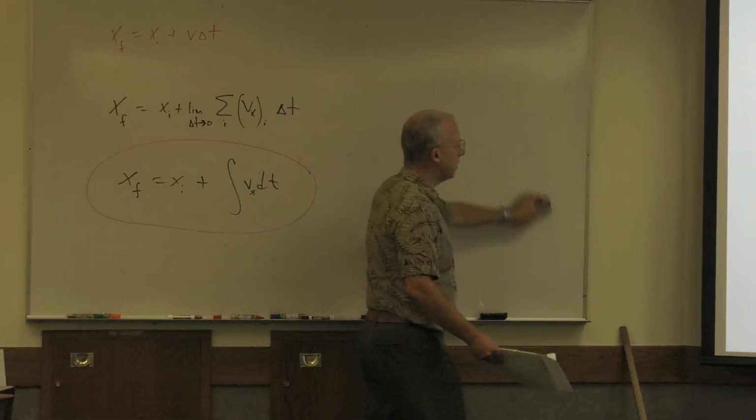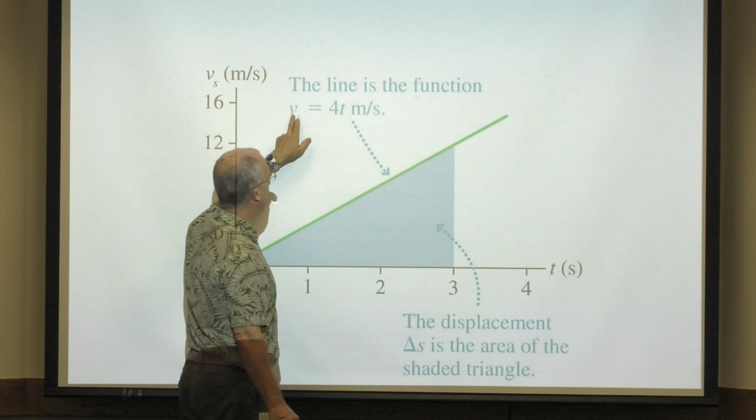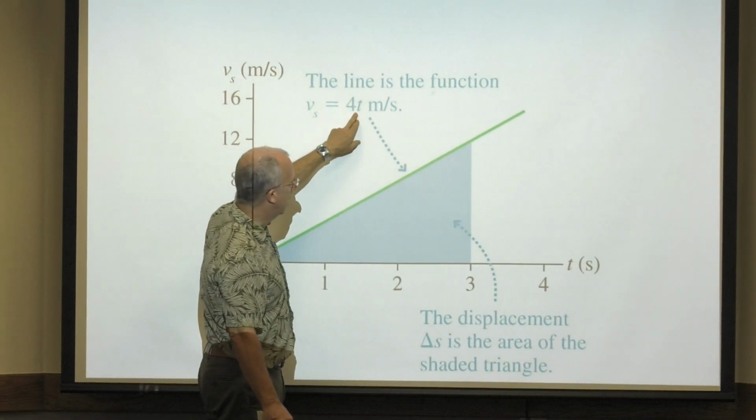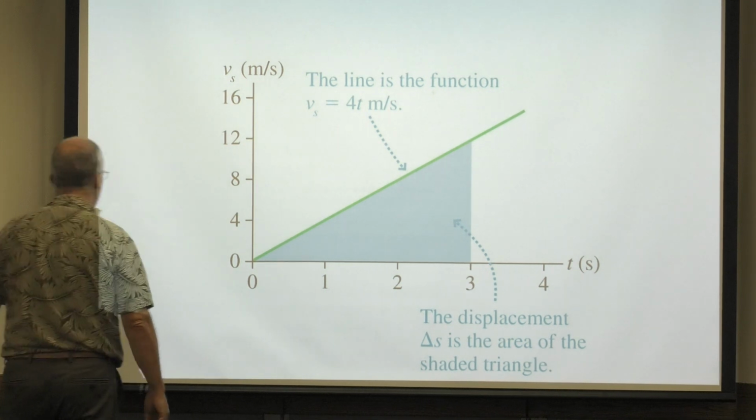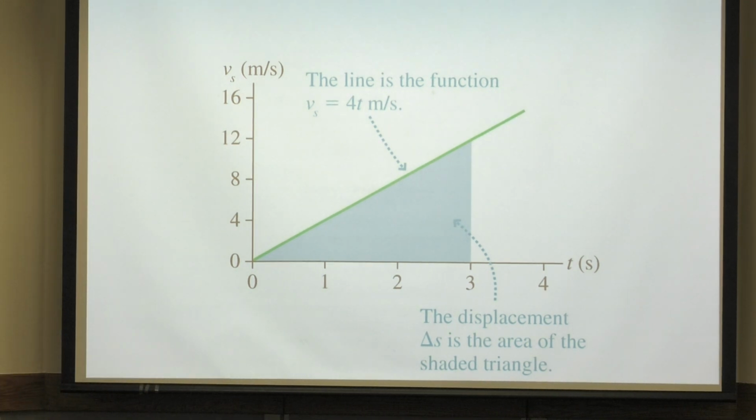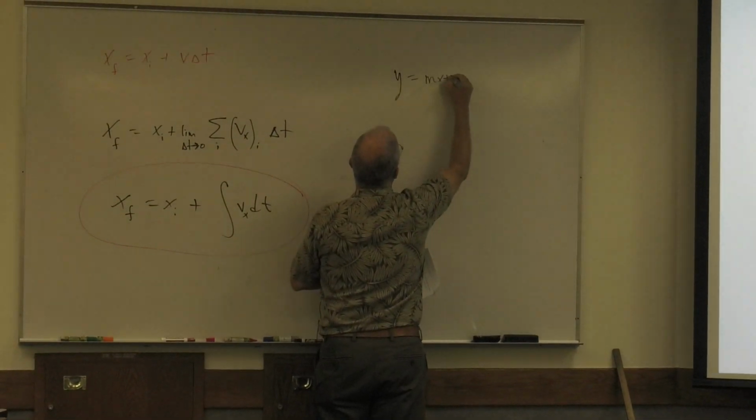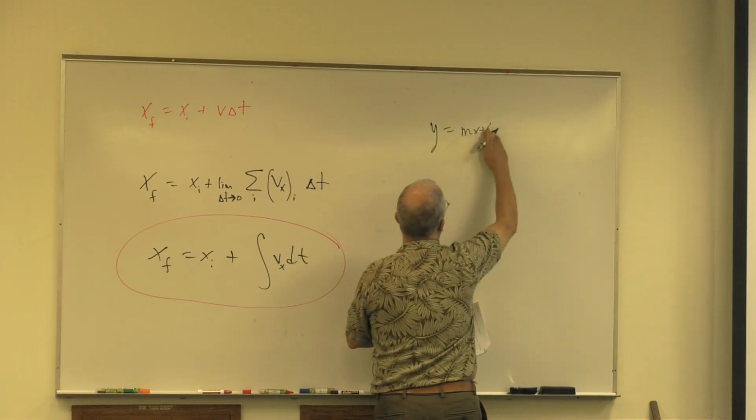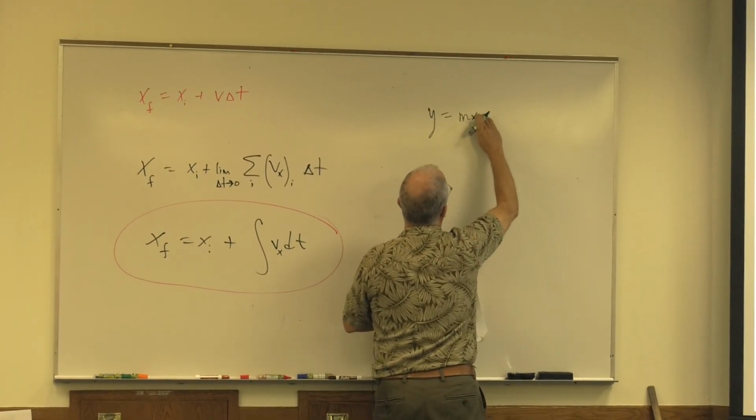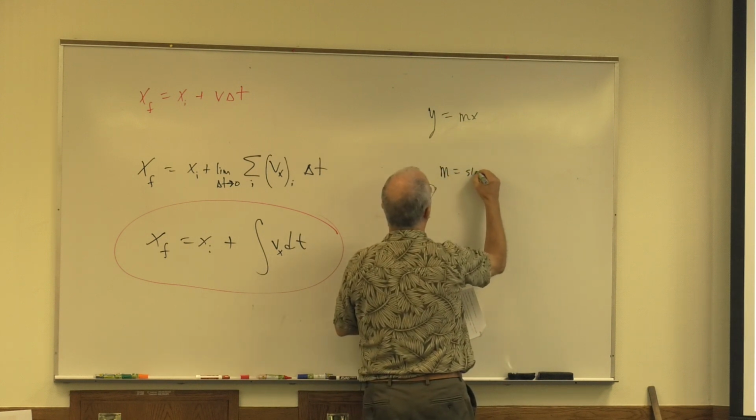Now, they tell us here that this line is the function velocity equals 4t meters per second, right? How do you know that? Where did that come from? Well, think of what you learned a long time ago: y equals mx plus b. m is the slope, b is the intercept. Well, there is no intercept, so forget about that. m is the slope.